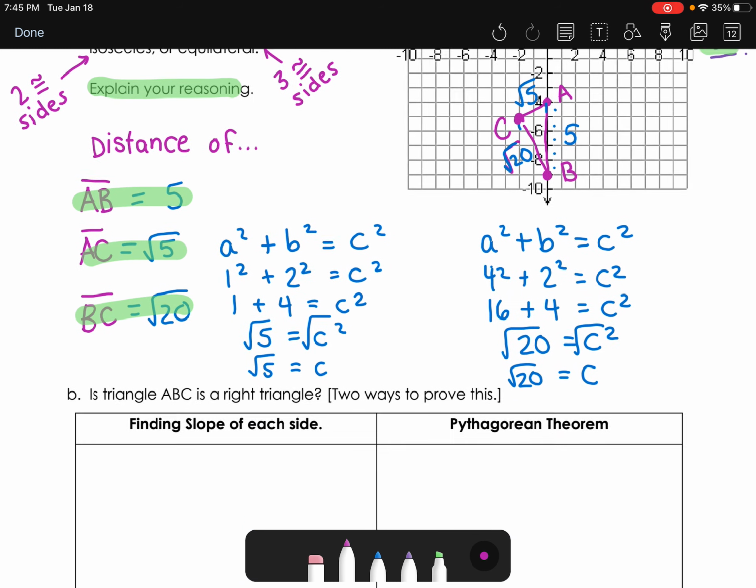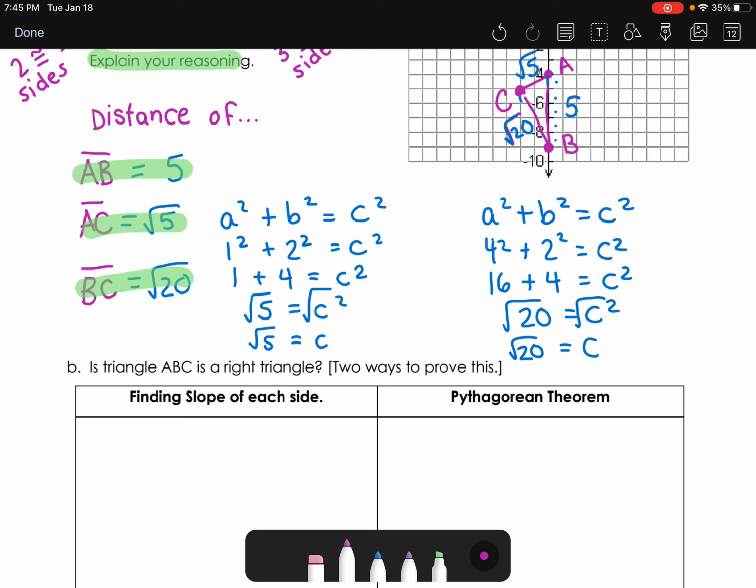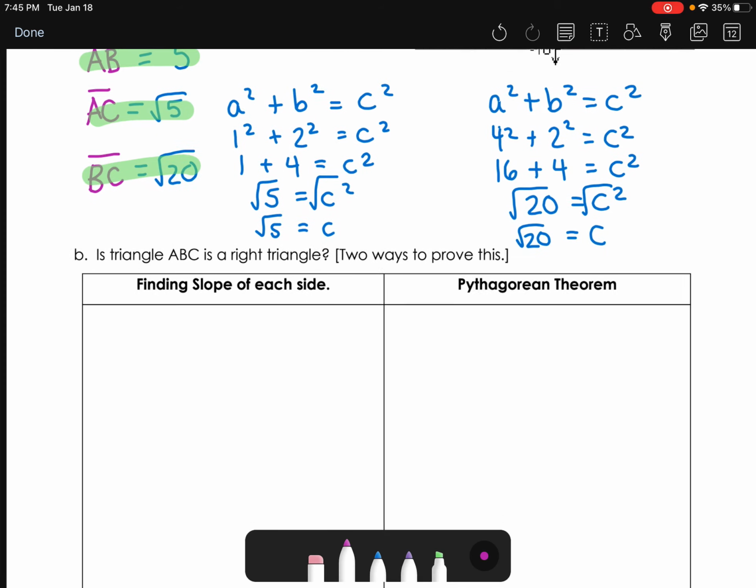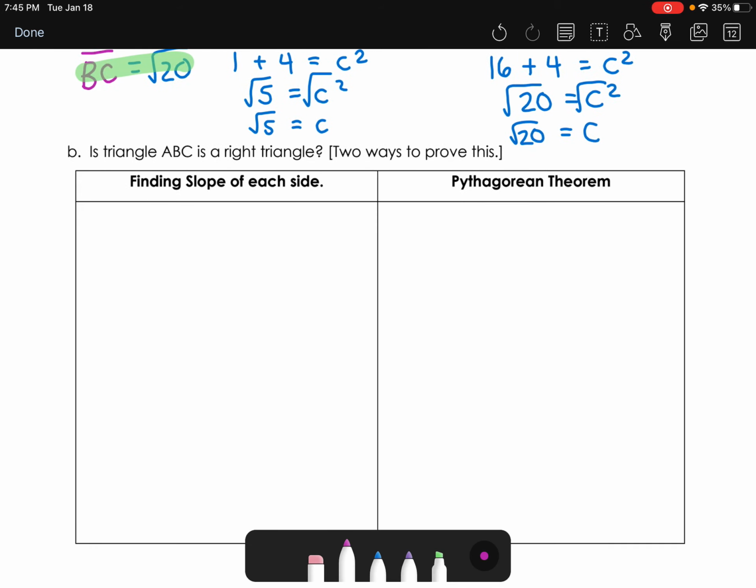All right, so here we go. Finding the slope of each side. That's one way to prove that this is a right triangle. Okay, so what are the three sides? The three sides are AB, AC, and BC. So those are the three sides of the triangle. Now we have to use slope.